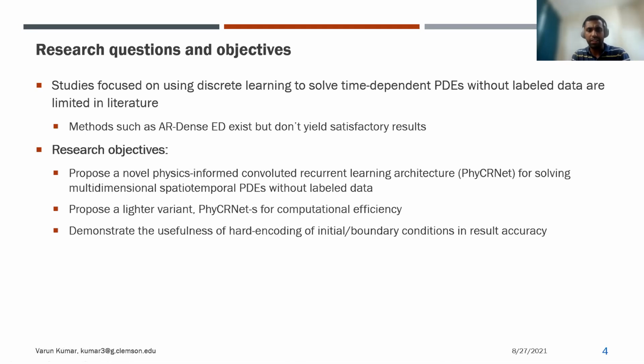So there were 3 key research objectives of this work. The first one was obviously to propose a new architecture based on convolution plus recurrent learning for solving spatiotemporal PDEs without labeled data. The second objective was to propose a more efficient architecture based on PhyCRNet, and they call it PhyCRNet-s. This is basically a lightweight version of the original architecture. And the third objective is to demonstrate the usefulness of hard encoding of conditions on result accuracy.